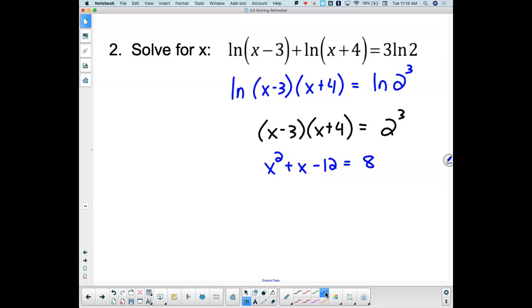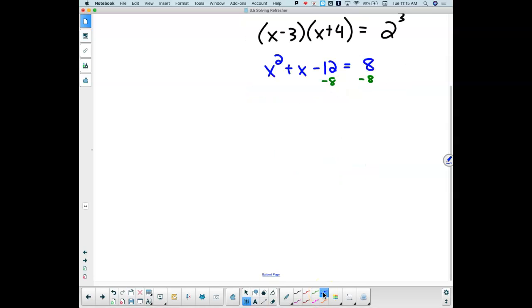Exactly. Subtracting 8 from both sides, that gives me x squared plus x minus 20 equals 0. Exactly. Let's go, because that's factorable. x plus 5 and x minus 4.